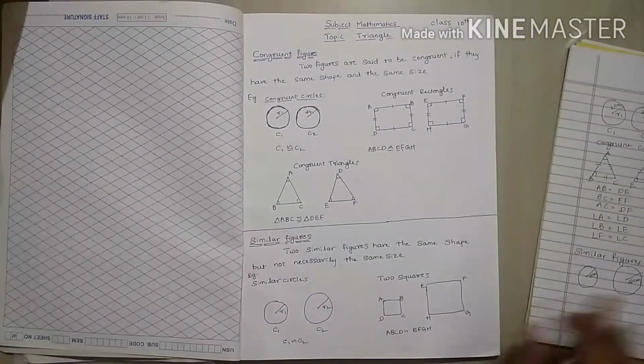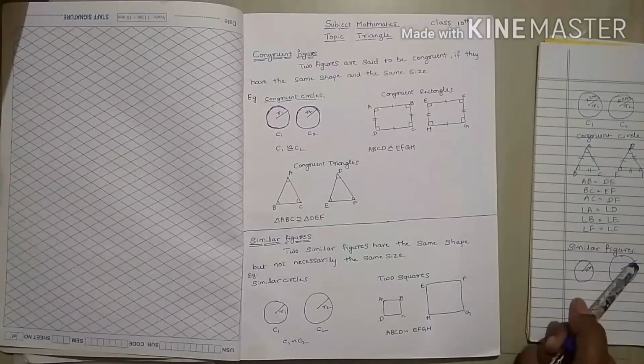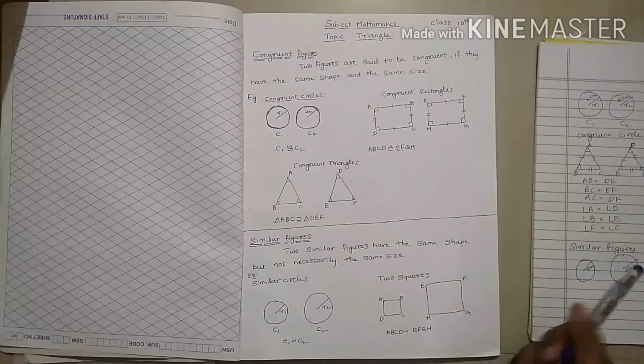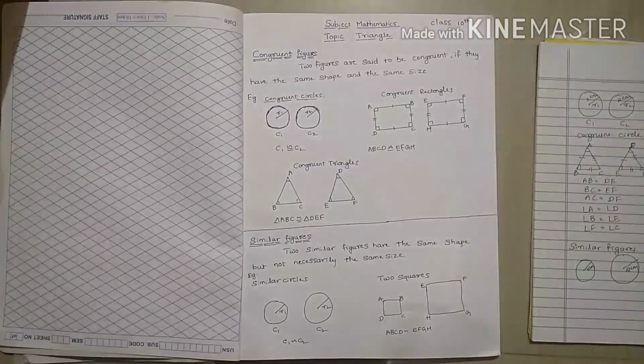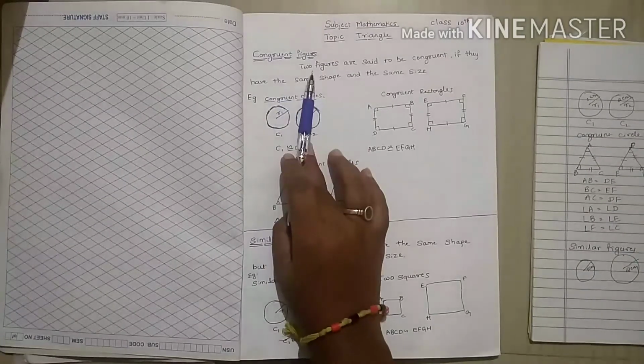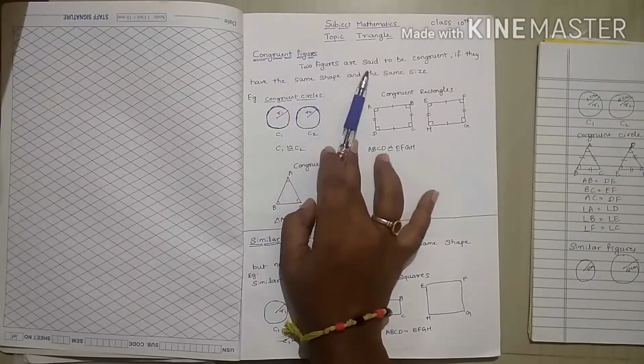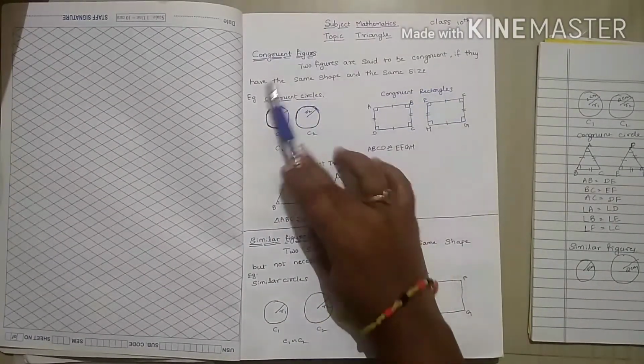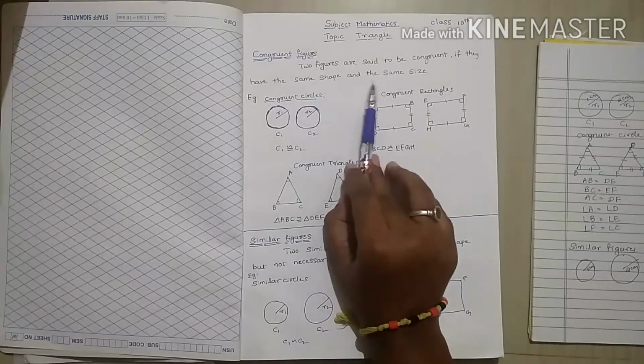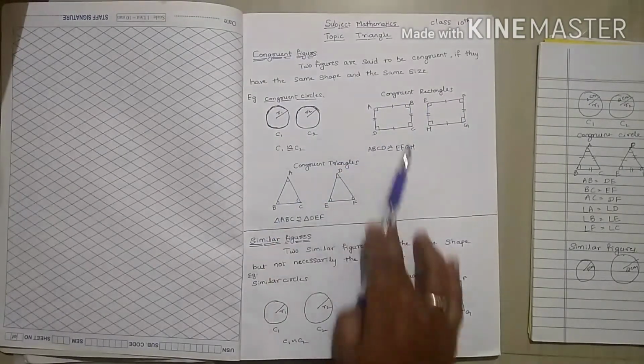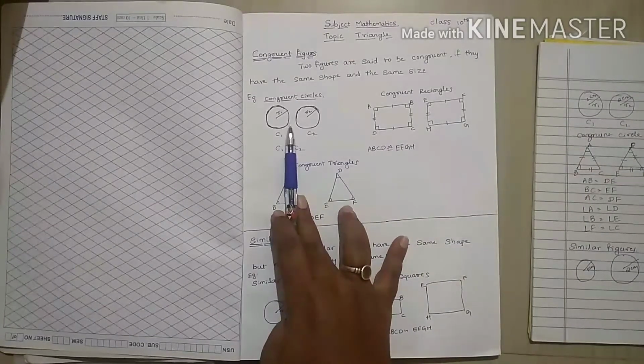Now, before going to start that similar triangles, just you copy this. See, here I have written the congruent figures definition. Two figures are said to be congruent if they have the same shape and the same size. Just you copy these congruent circles.